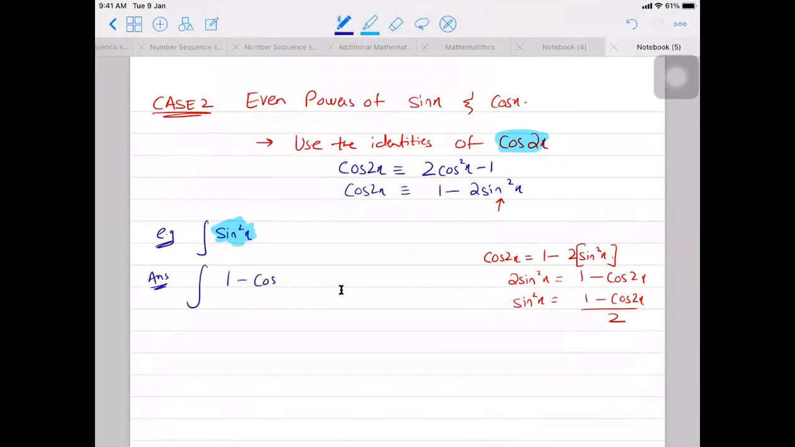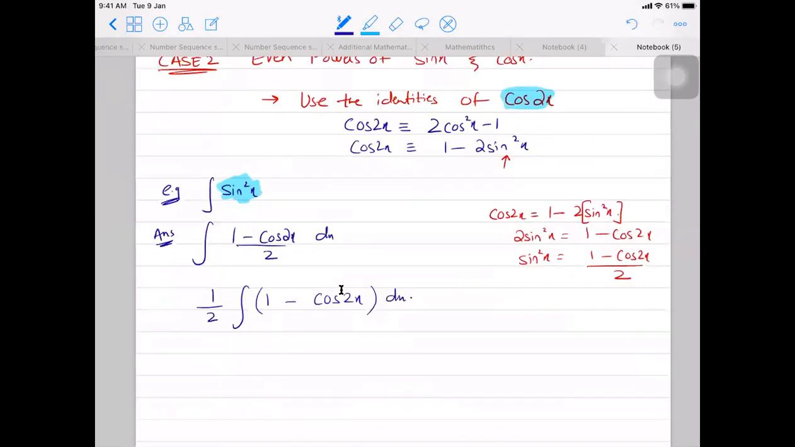1 minus cos 2x upon 2. So far, so clear? Yes. Now what you can do is take half, 1 upon 2, common outside the integral sign, and you're going to be left with the integral of 1 minus cos 2x dx.